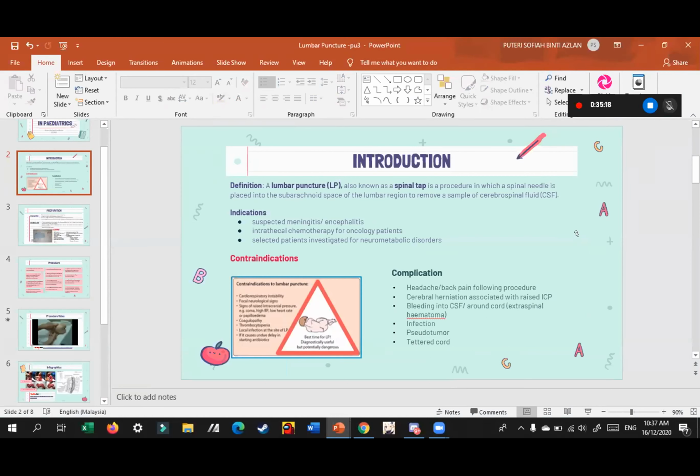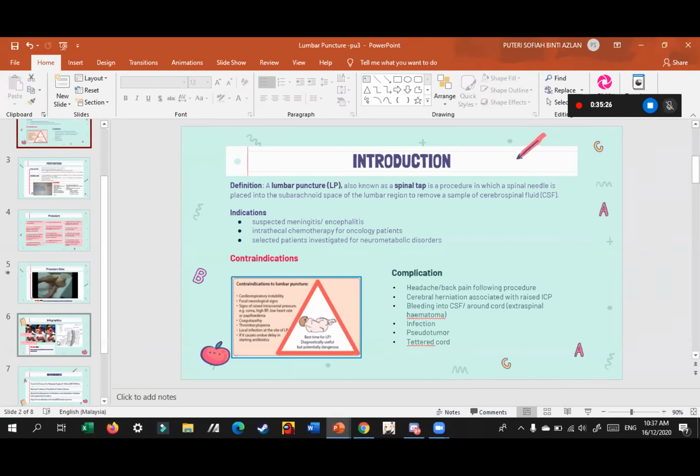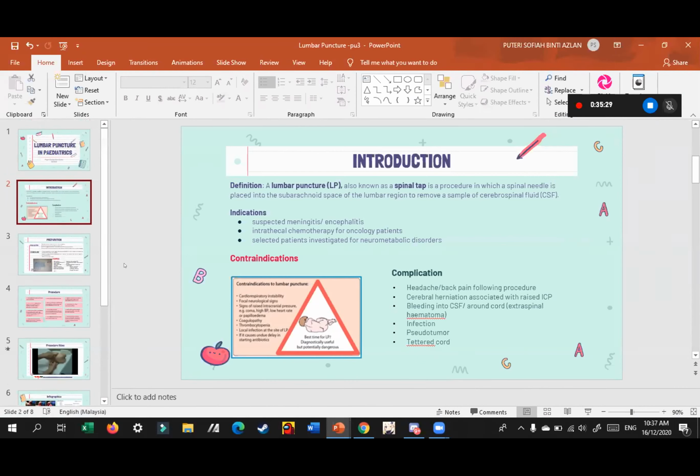Okay. Any other question? LP is actually quite easy. I personally think LP is quite easy compared to an IV cannula or blood taking. I prefer LP. Unless in a fat boy, it'll be difficult. Okay. I think it's easier.